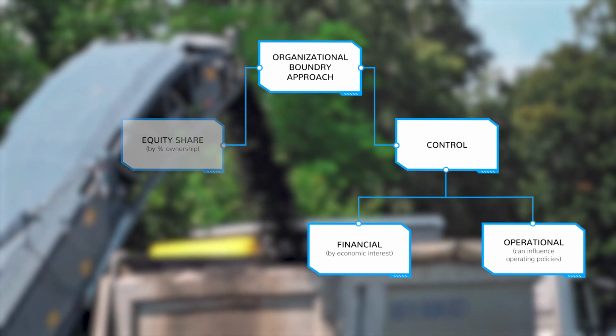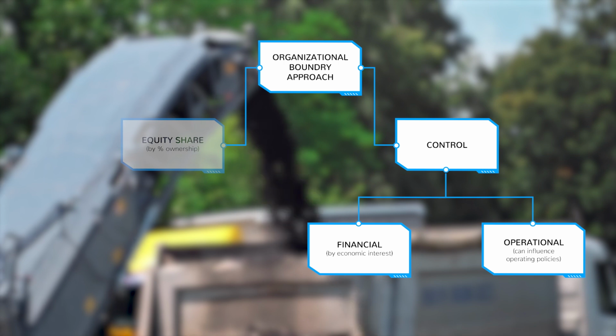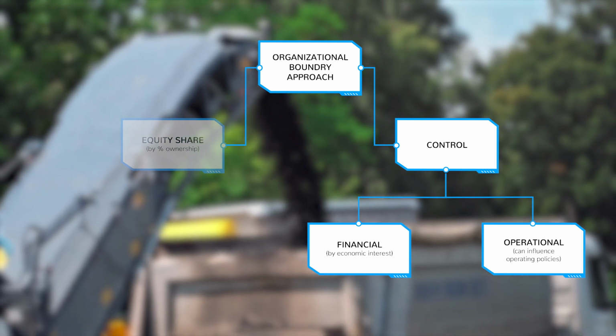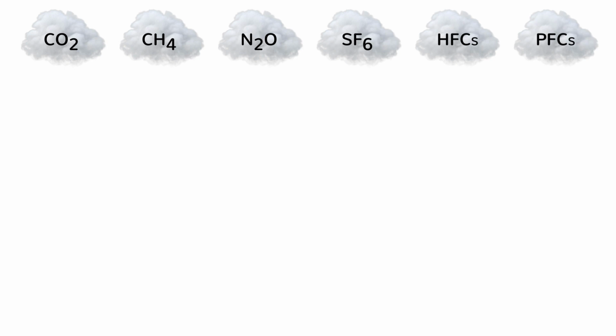Control can be defined financially or operationally, but the agency only calculates emissions from activities over which they have a majority stake. Once an entity has determined their responsibilities, they must then decide which emissions to report. Operational emissions are divided into three categories.